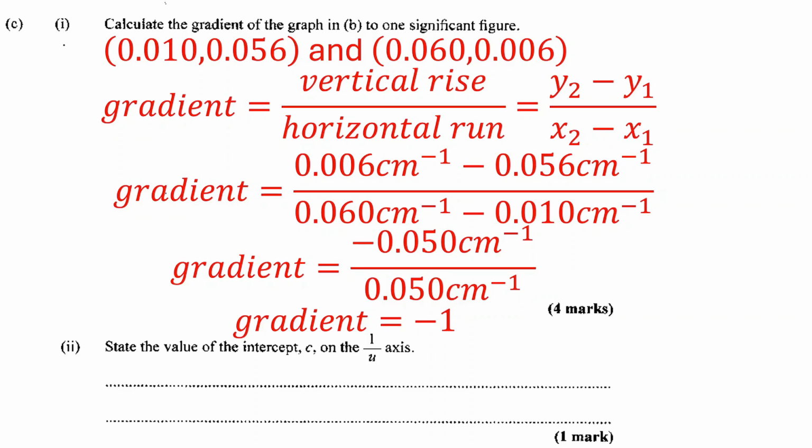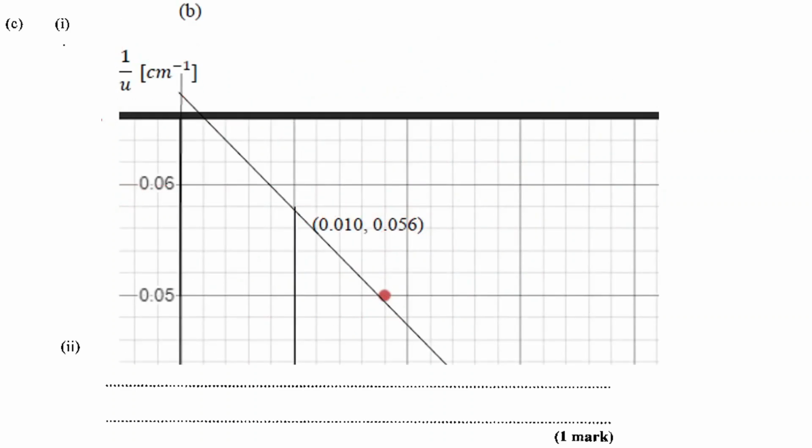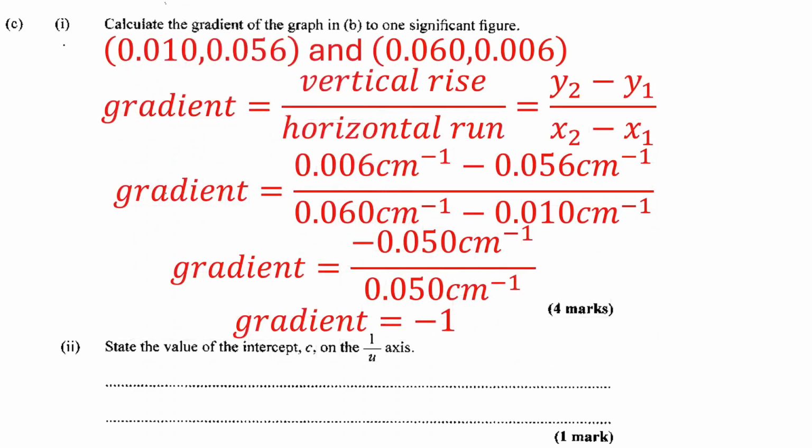Next, you have to state the value of the intercept C on the 1 over u axis. So here, if you extend your line of best fit to reach the y-axis, you would see that it would reach at about 0.064. Remember, depending on the scale, it's going to be in jumps of 2 here, so 0.068 centimeters to the negative 1 power.